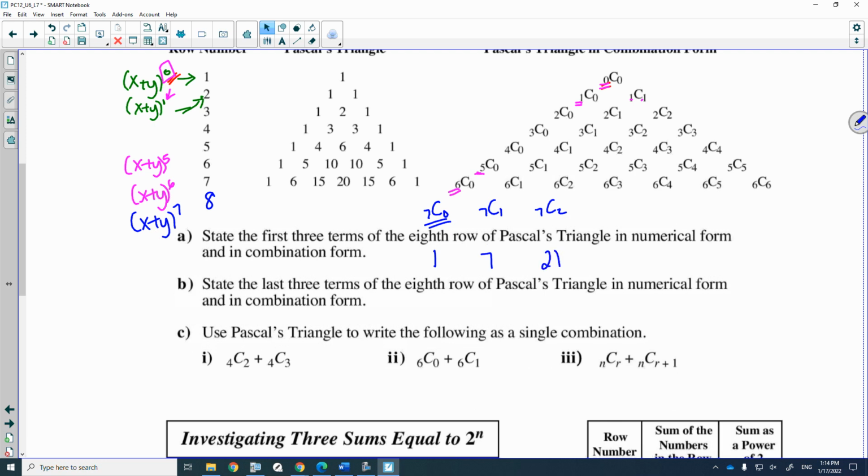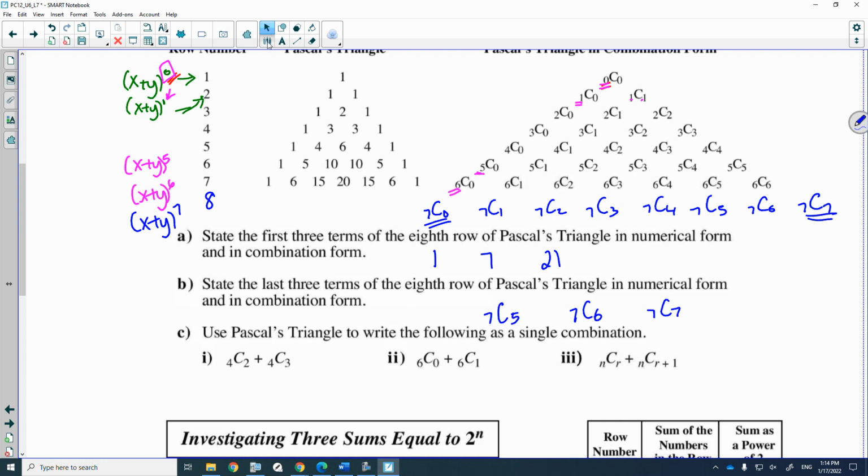Now remember, if I continue with this pattern, 7 choose 0, 1, 2, we would have 7 choose 3, 7 choose 4, 7 choose 5, 7 choose 6, 7 choose 7. What the next question is asking is what are the last 3 terms in the 8th row? So the last 3 terms are these 3, but you know it's always going to be 7 choose 7, right? So it's always going to be that guy, and then it's going to be 1 less each time. 7 choose 6, 7 choose 5.